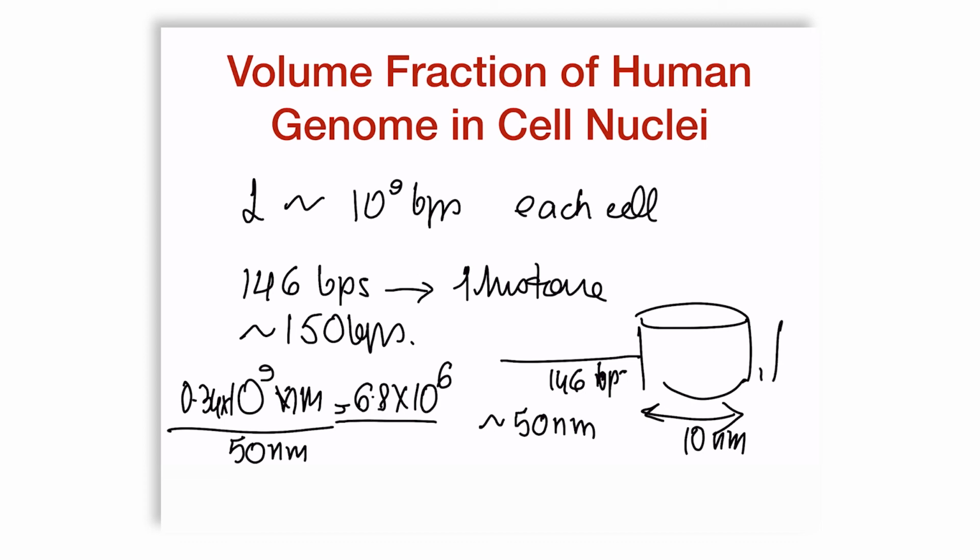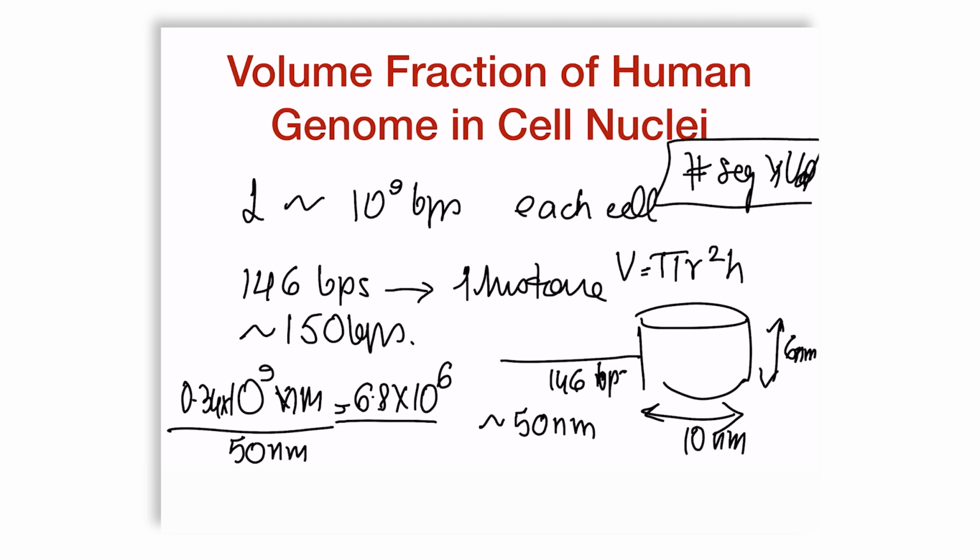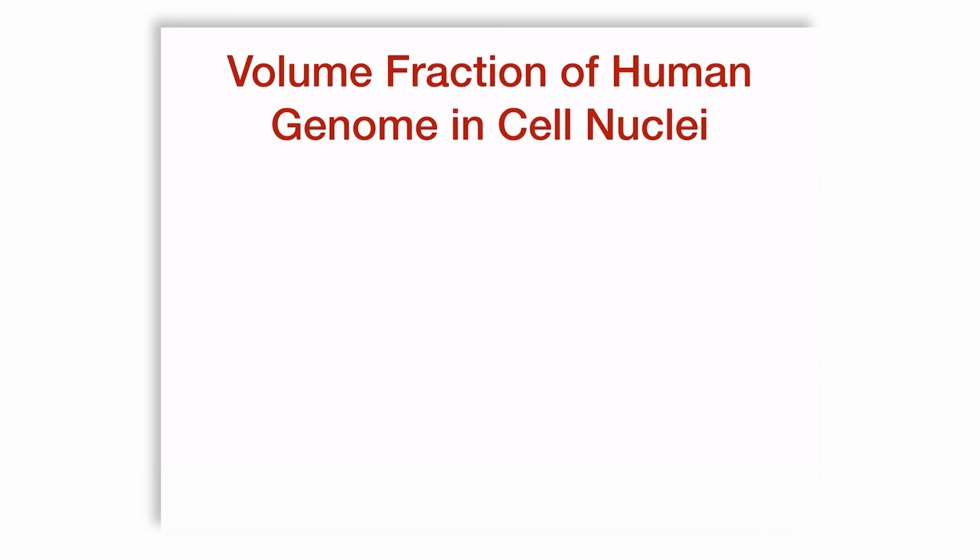If we say that the volume of this is the volume of a cylinder, which is pi r square h, and the height is 6 nanometers, then our genome volume is the number of segments into volume of the nucleosome. And we want to know the ratio of this to the volume of the nucleus. I think you have understood the method by which we do this, and I will expect you to solve this on your own.